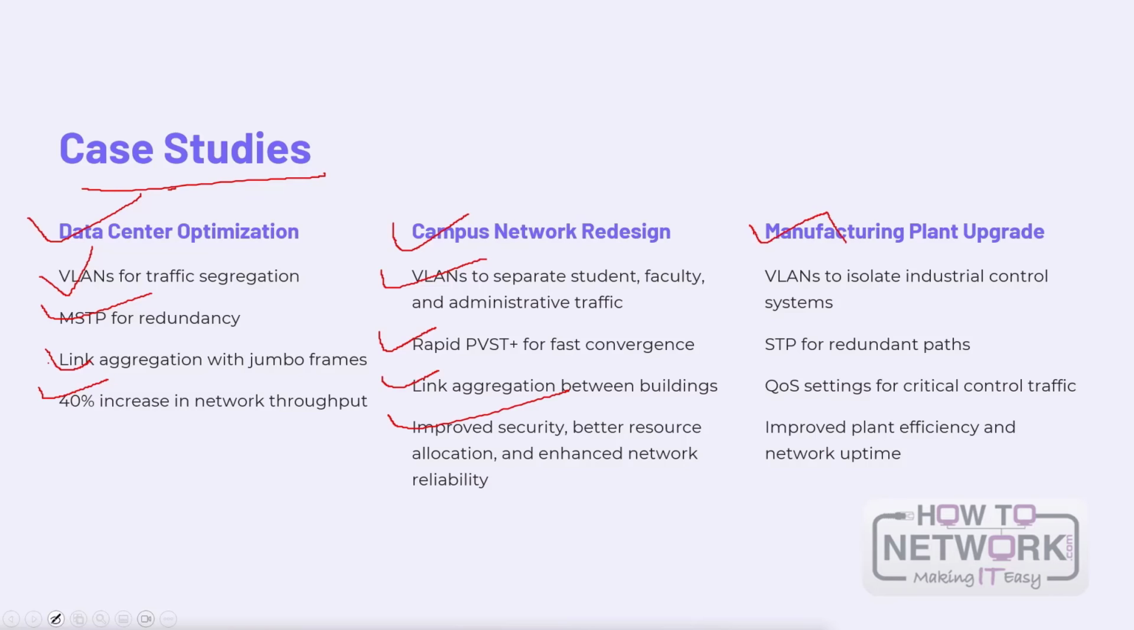Third case study: a manufacturing facility integrated IoT devices into its network using VLANs to isolate industrial control systems. STP was crucial in providing redundant paths, while QoS settings ensured priority for the critical control traffic. This integration improved plant efficiency and network uptime.